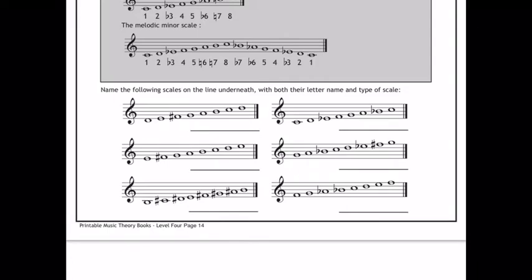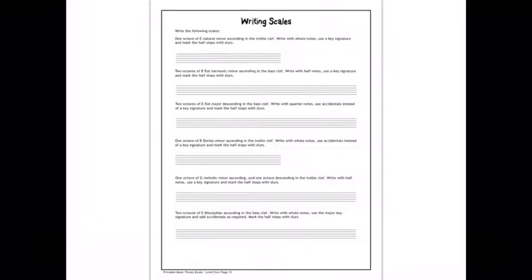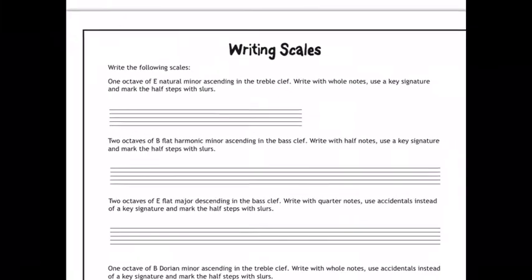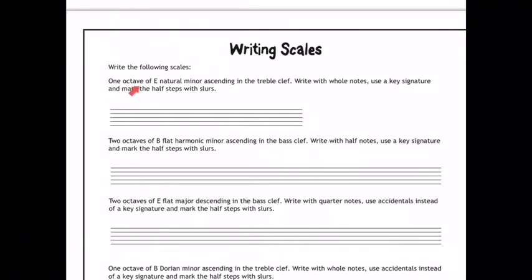All right, that's one, and then we're going to finish off this unit by going to the next page, where we have just a little bit of review writing scales. For each of these little exercises, be very careful with what they're asking of you. Okay, 1 octave of an E natural minor ascending in the treble clef with whole notes using a key signature. Mark the half steps with slurs.